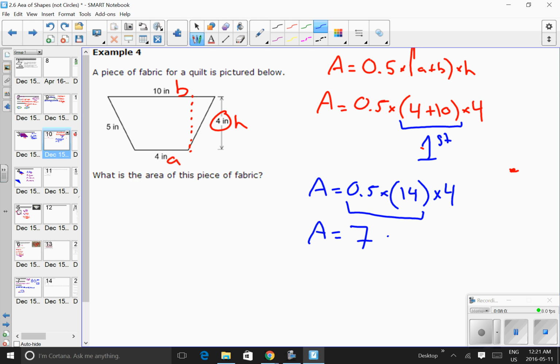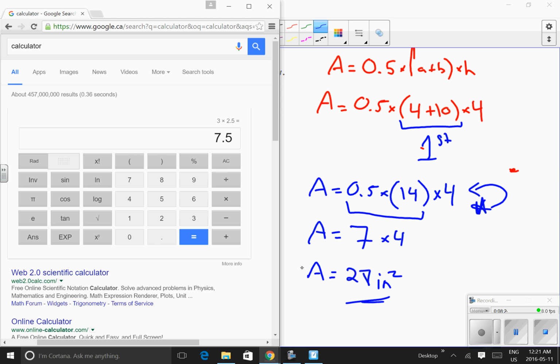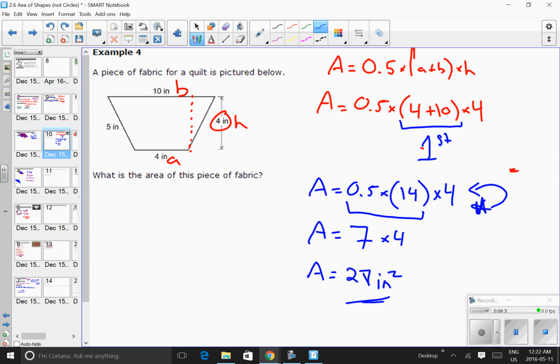So now don't forget I still have to do the times 4. 7 times 4, that's 28. And since we're in inches, that's inches squared. That's my answer. Now, if you don't like doing these steps, you can just go straight from here into your calculator. Right, so 0.5 times 14 times 4 equals 28. All right, cool, cool, cool.